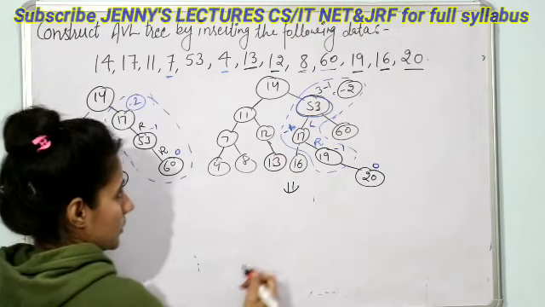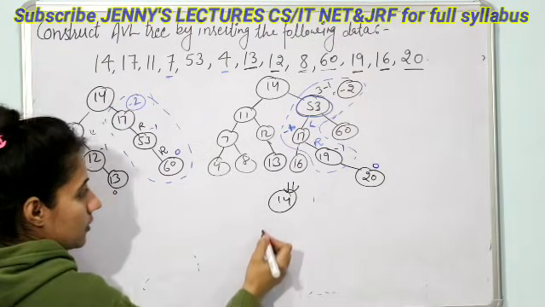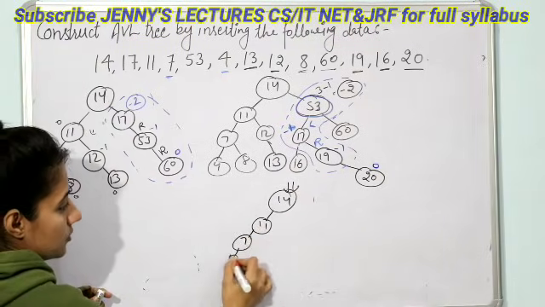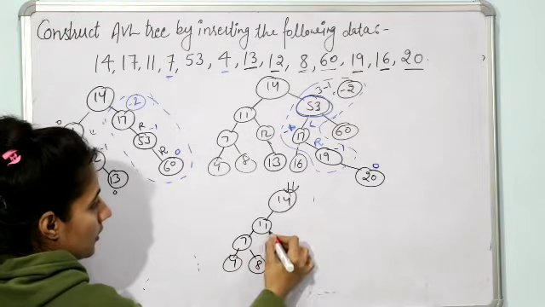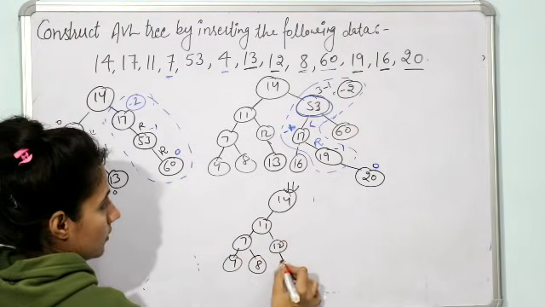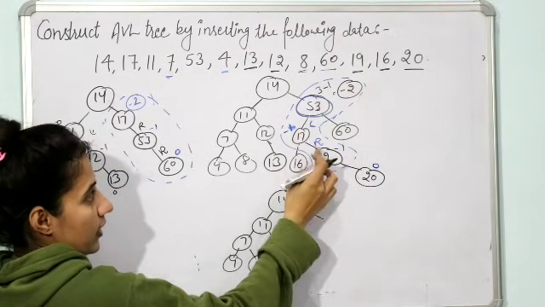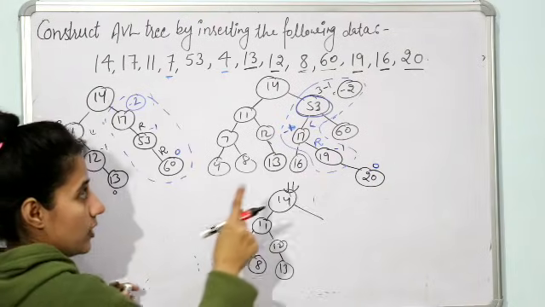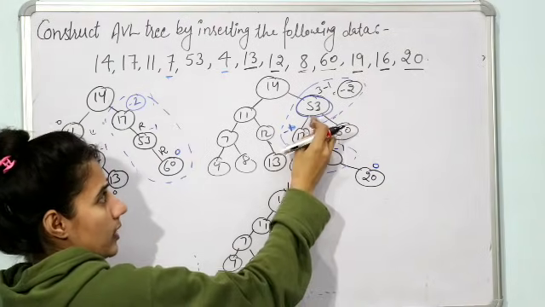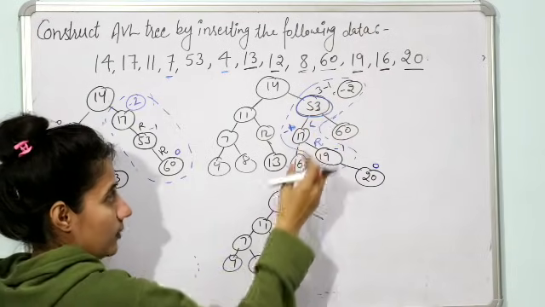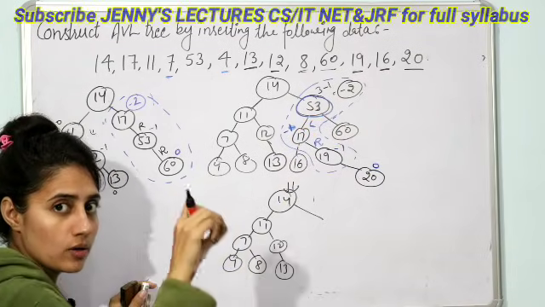I'll draw. See, 14. Left part is as it is. 7, 8, 12 and 13. First, see, we have left right, so the first rotation would be left rotation, because you are supposed to make it into either LL rotation or RR rotation shape.